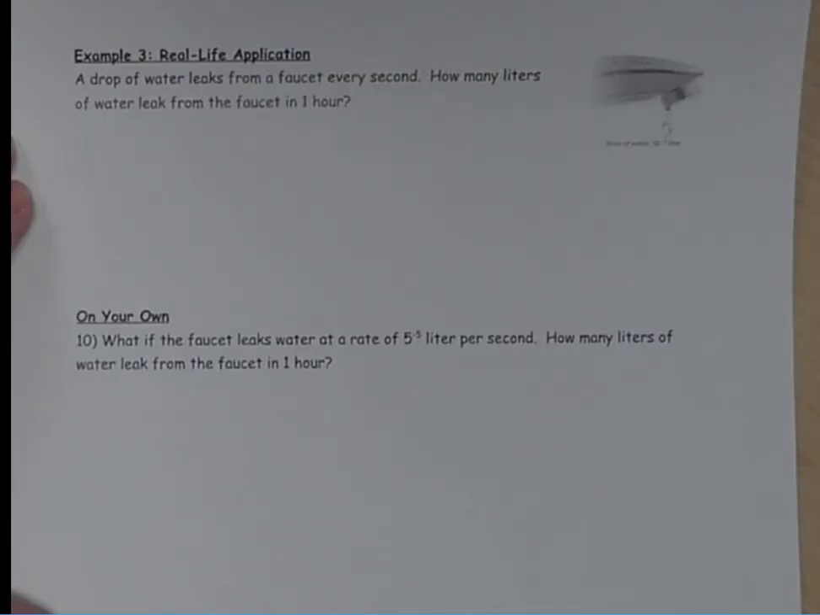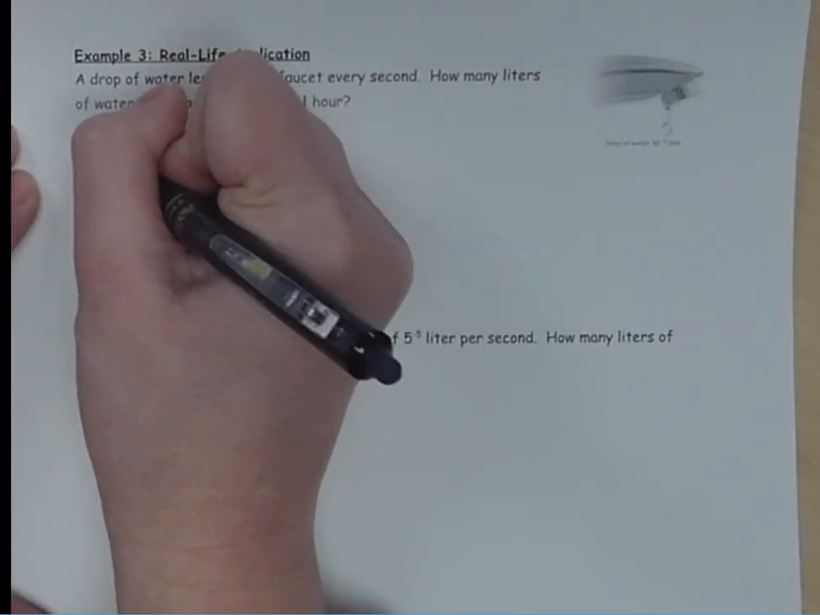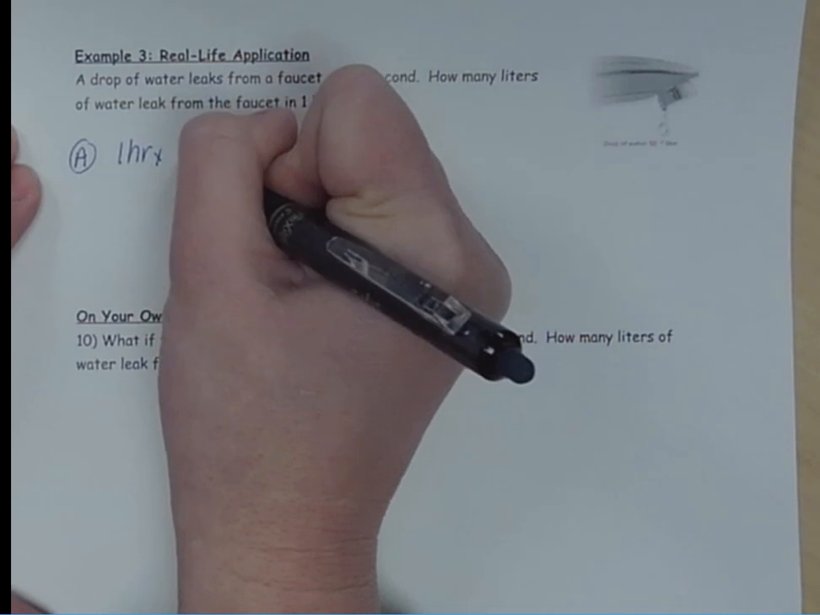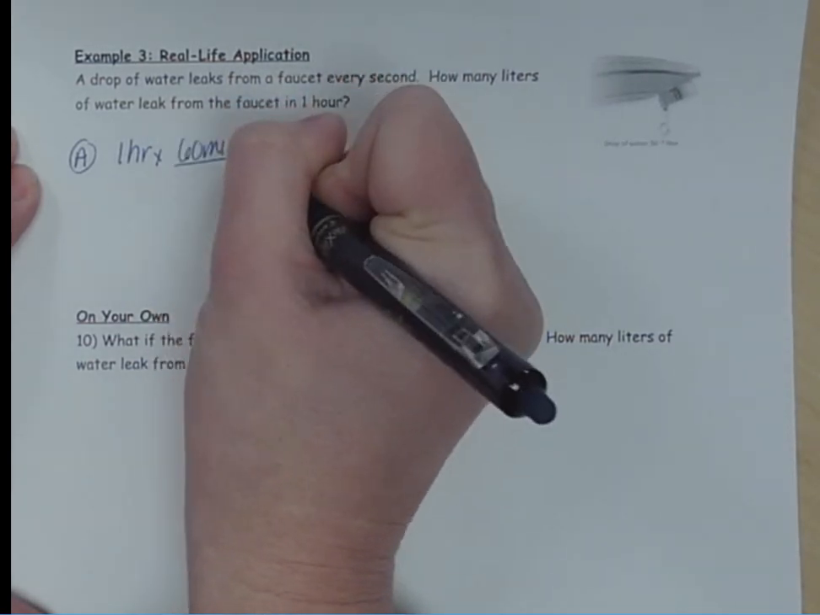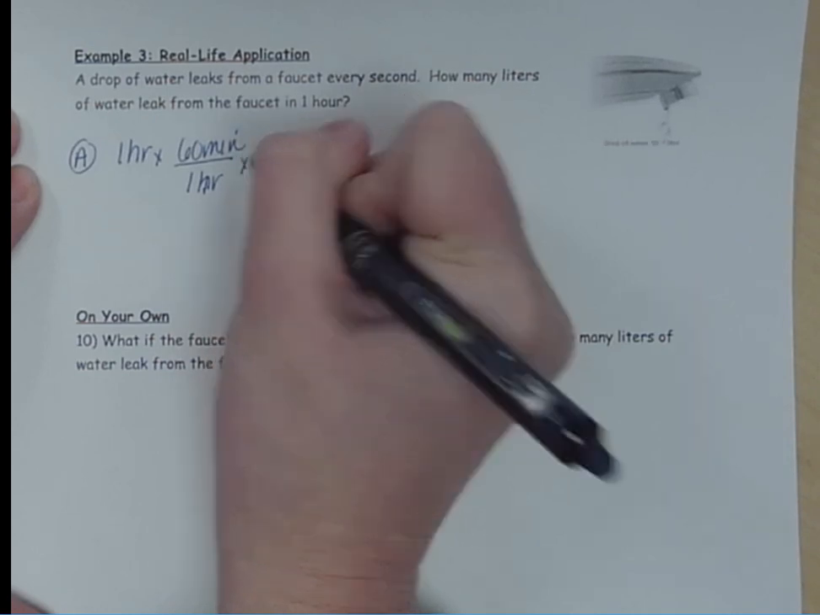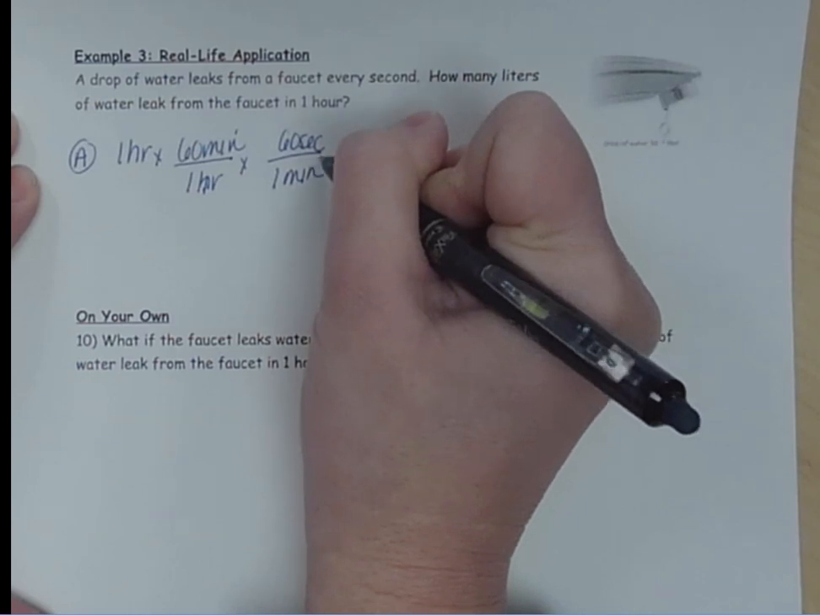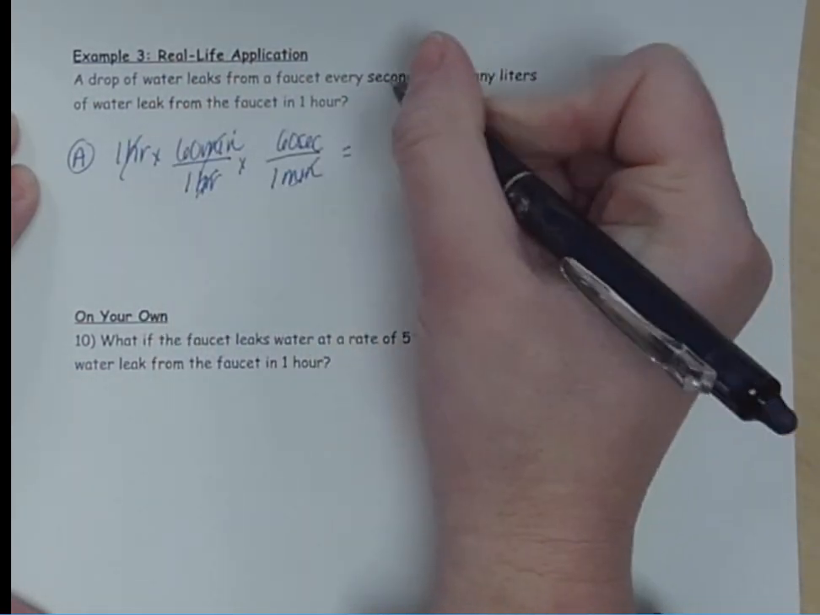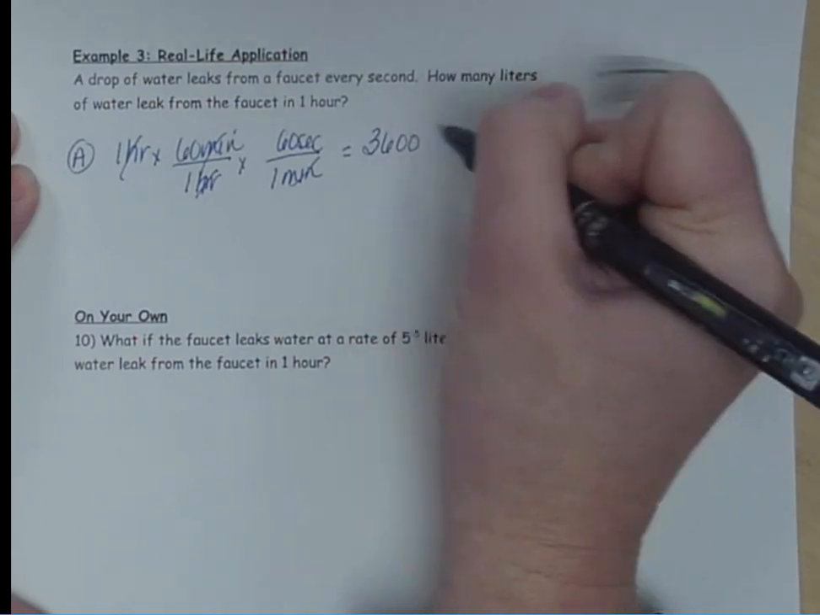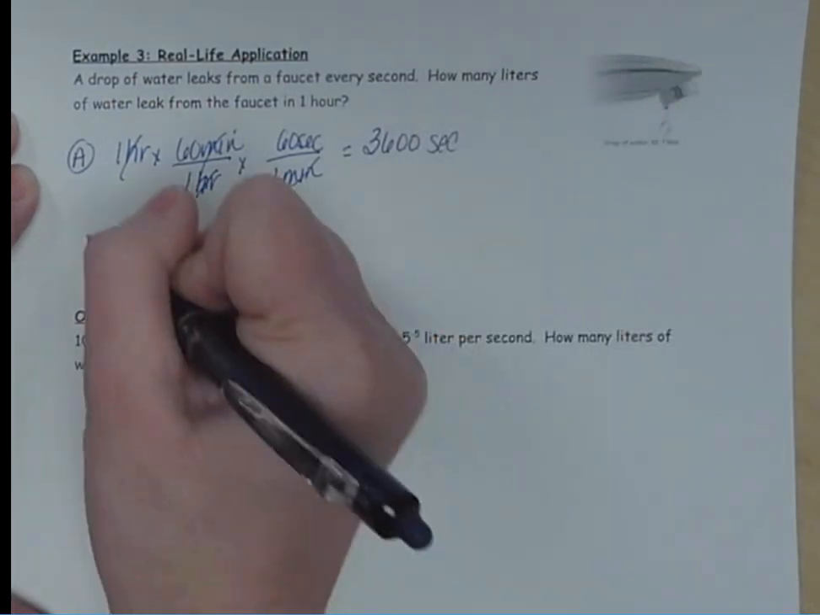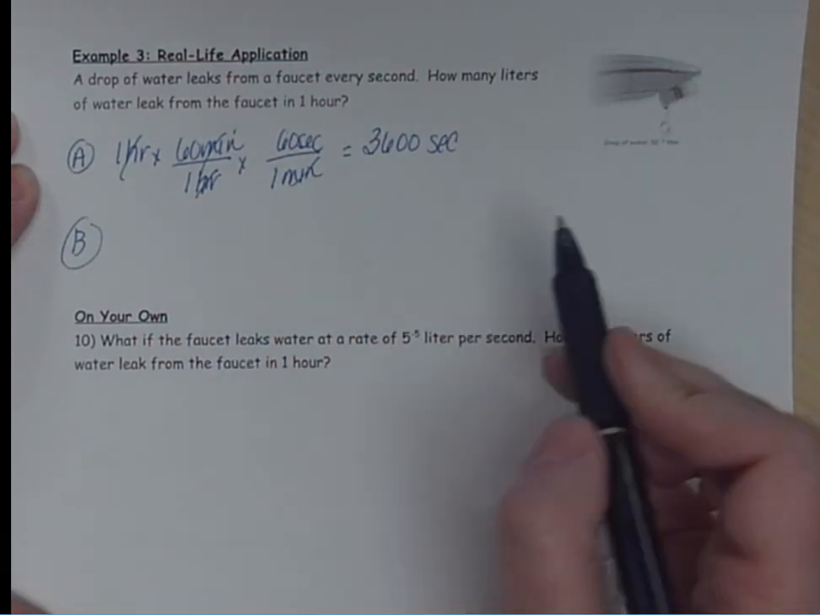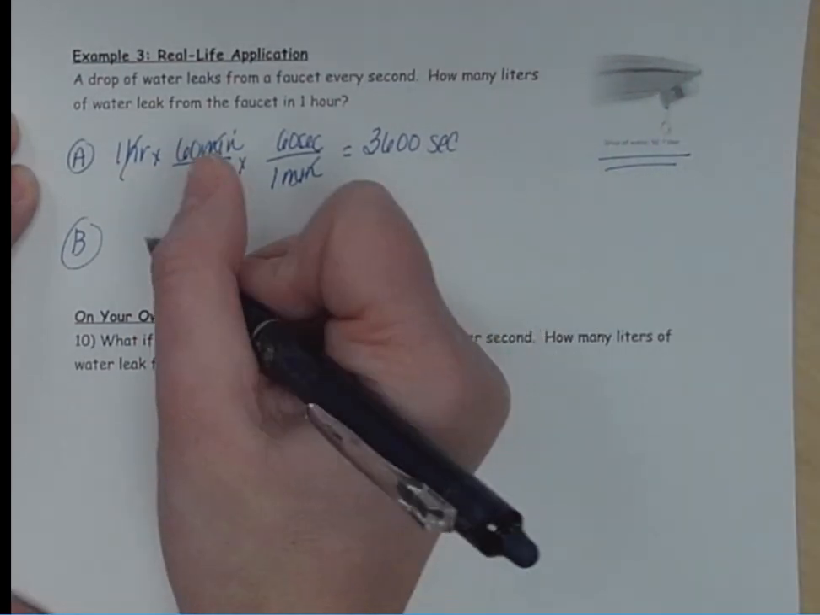All right, a drop of water leaks from a faucet every second. How many liters of water leak from the faucet in 1 hour? Well, we got to figure out how many seconds are in an hour. So let's see, I've got 1 hour times 60 minutes over 1 hour times 60 seconds over 1 minute. So those cancel out, these cancel out, leaving me with 3,600 seconds.